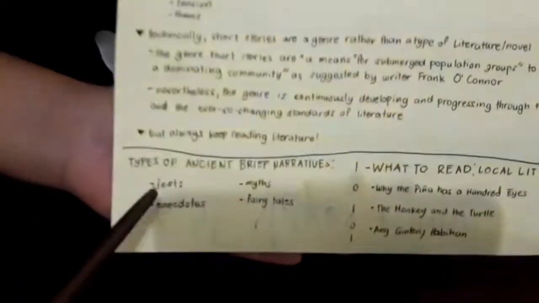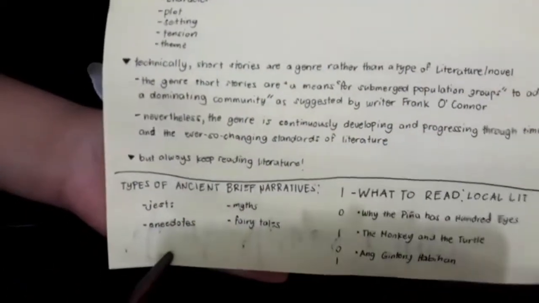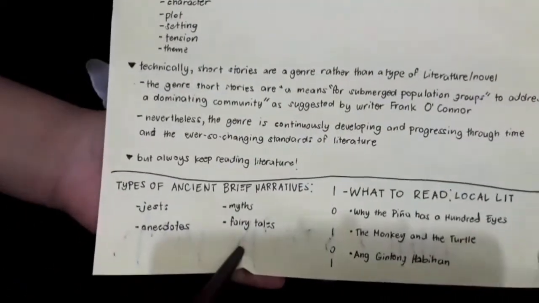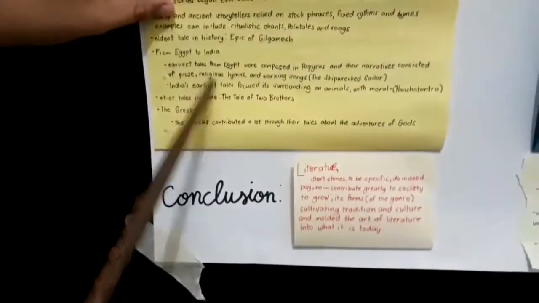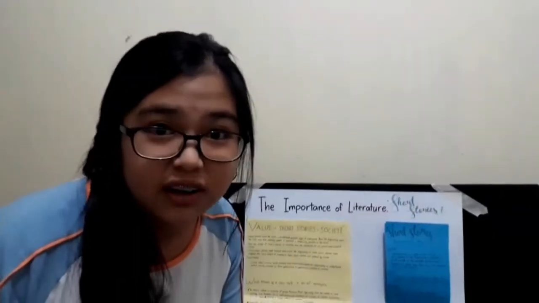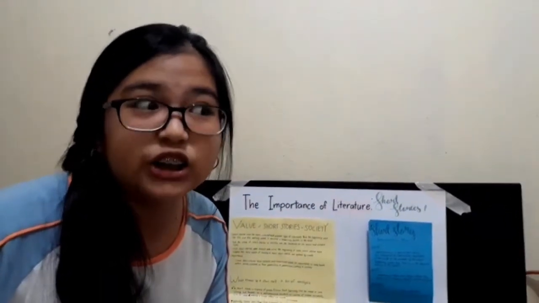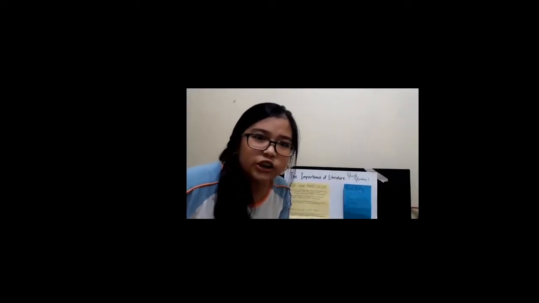Narratives or short stories in the ancient times were made out of jests, anecdotes, myths, fairy tales. I didn't put it here, I forgot to mention earlier, but it was also religious hymns and ritualistic chants. So ritualistic chants were a big thing in Africa, which is why they have one of the richest literatures in the world, because their ritualistic chants are just amazing. Did I mention the Philippines has a death chant somewhere in the Visayas? Yes, look it up. It's such a good ritualistic death chant.